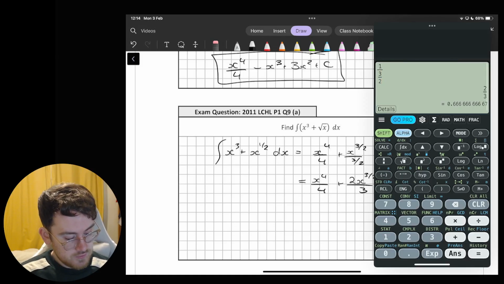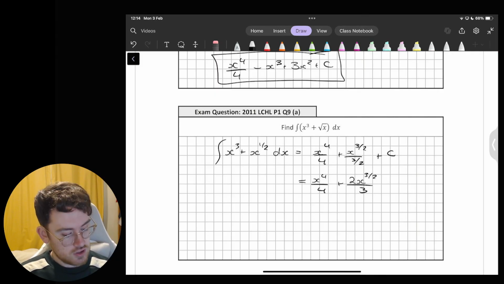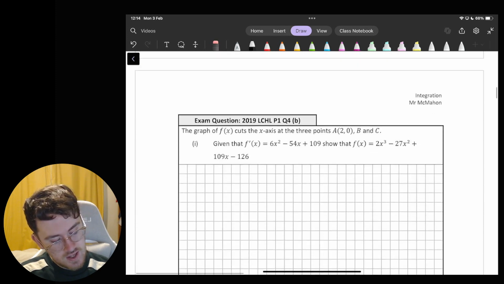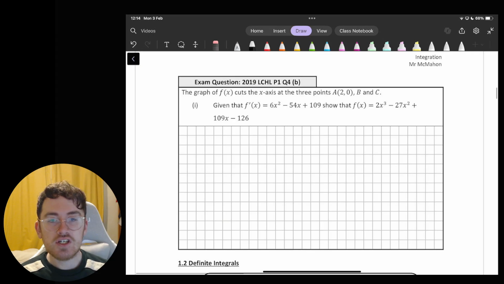2 over 3. And if you were unsure of maybe why the 2 is going to the top there. Okay, so that's my indefinite integral for that function there. The best I can do, I have no more information.